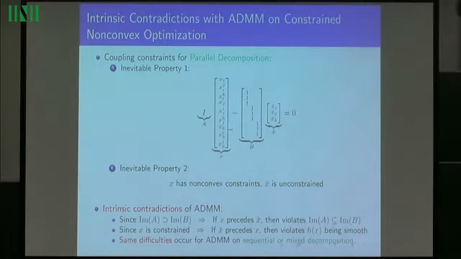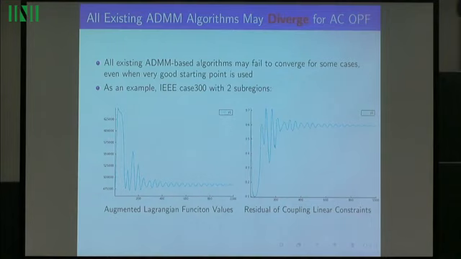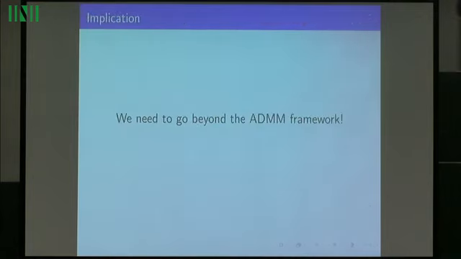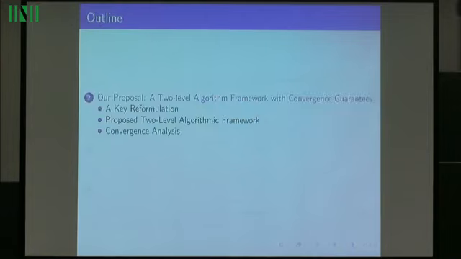This motivates us to look at how we should actually guarantee convergence, because here is a divergence behavior of ADMM. I think if you have tried ADMM, you probably see something like this. This is a 300 bus system partitioned into two subregions. This is a simulation of the augmented Lagrangian function value. It looks like it's converging, but actually the residual of the coupling constraint is not. So it is not converging to a feasible solution, and it can easily diverge or oscillate. This is exactly because these two assumptions are not satisfied. So we need to go beyond the ADMM framework or modify it somehow. That's the motivation.